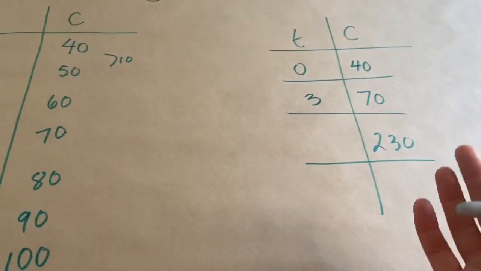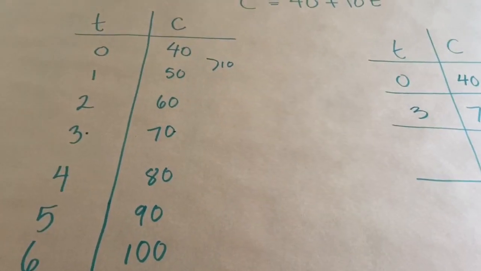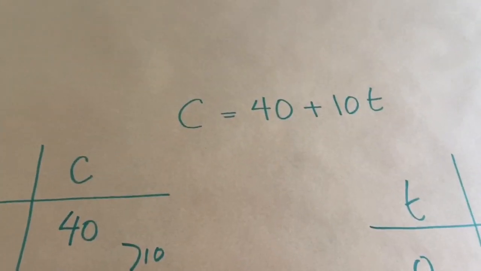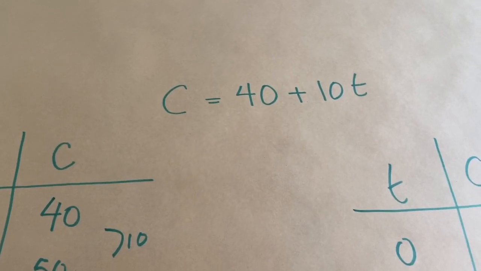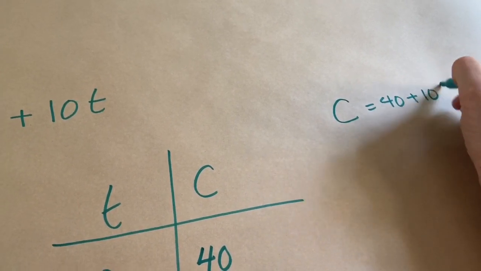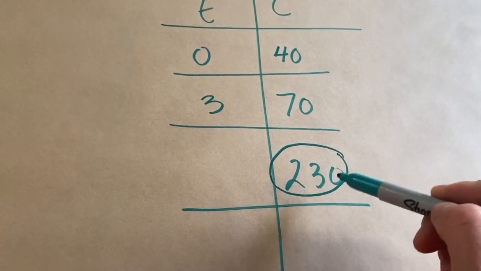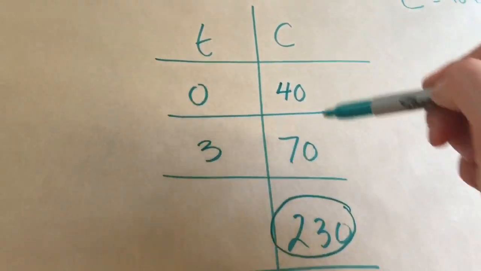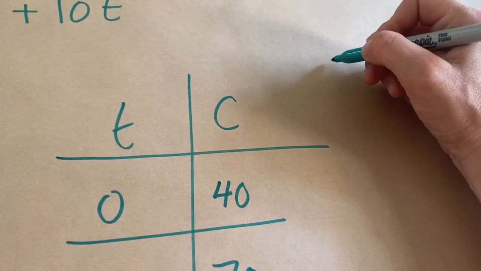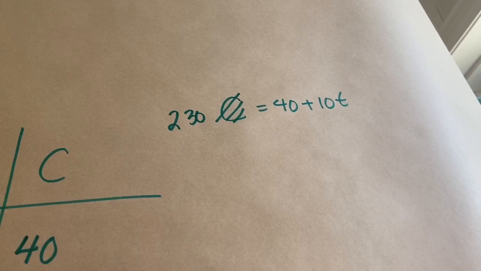Sometimes using a numerical model or a table of values is great. Sometimes it doesn't make very much sense because your table of values would need to be so long. So what we want to do is go back to the algebraic model and use the equation. Let's write the equation. C is equal to 40 plus 10t. And what we want is to figure out when we have 230 for our C. So we're going to cross off the C and put a 230 there. Okay? And now we can do algebra.